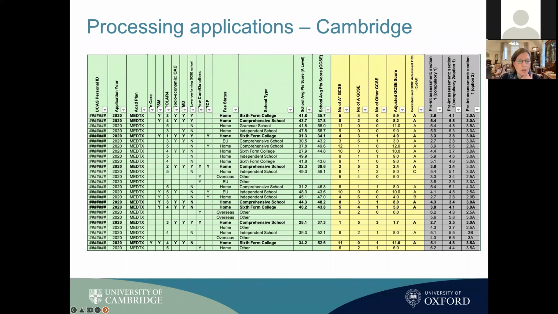And so what you can see here is information on, obviously, year of application. These are real people, but I've obviously blurred out their UCAS PIDs. But these are the flags that I think you're probably going to be most interested in. So the in-care flag is self-declared at UCAS. So if they have spent time in local authority care, they should be indicating that.